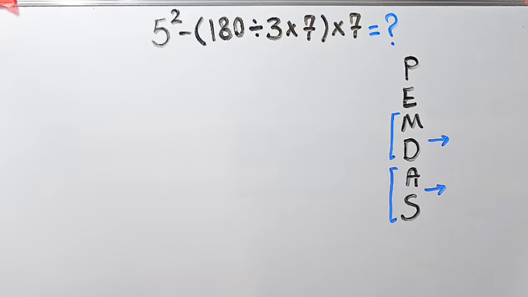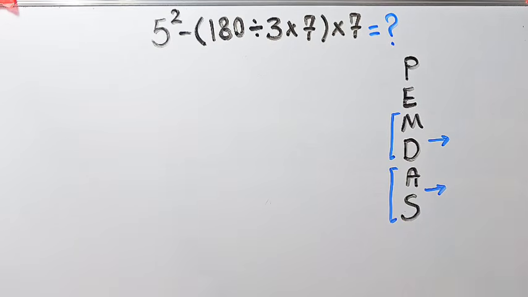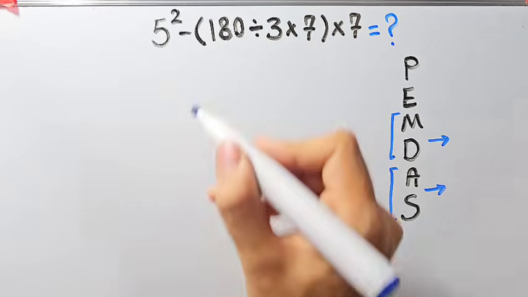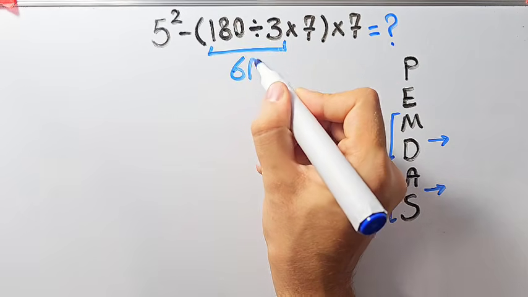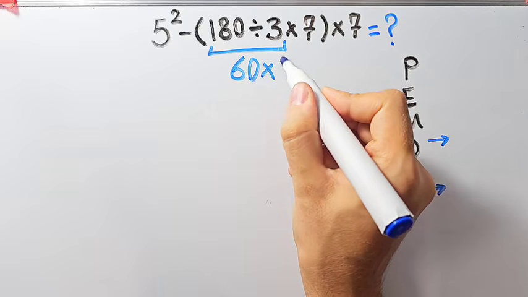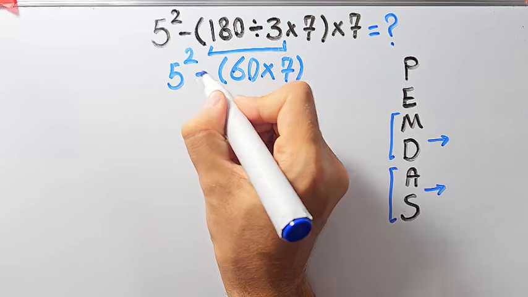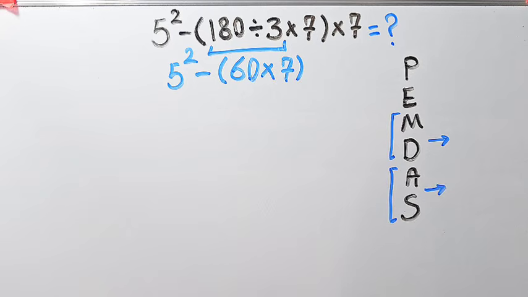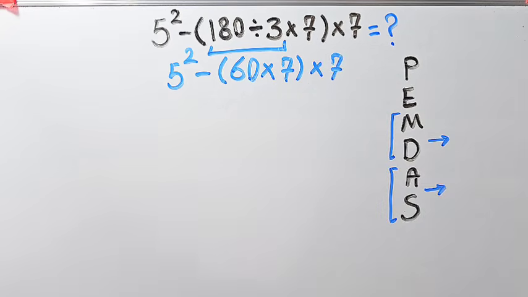Okay guys, according to the PEMDAS rule, first we simplify these parentheses. Inside these parentheses we have division and multiplication. Because multiplication and division have the same level of priority, we start from the left and simplify. 180 divided by 3 equals 60. Now we have 60 times 7 inside these parentheses. The question is 5 to the power of 2 minus, open parentheses, 60 times 7, close parentheses, then times 7.